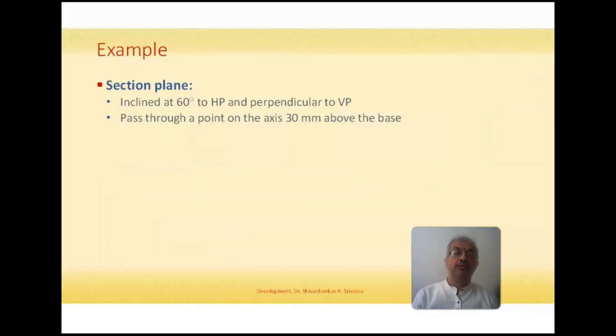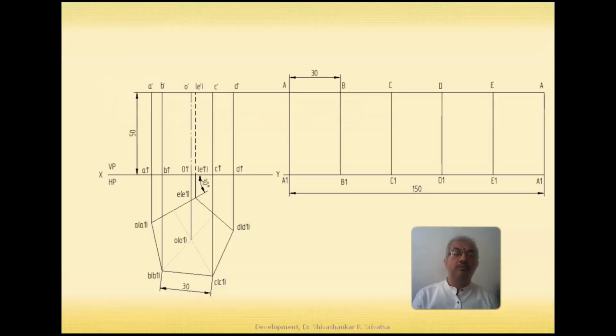The next part, we have a section plane which is inclined at 60 degrees to HP, perpendicular to VP, and it has to pass through a point on the axis 30 mm above the base. So this I have to show on the projection over here. So we need to introduce the section plane in the front view here. That makes an angle 60 with HP, that means 60 degree with XY line. It is perpendicular to VP, that means you will see it as a straight line in the front view.